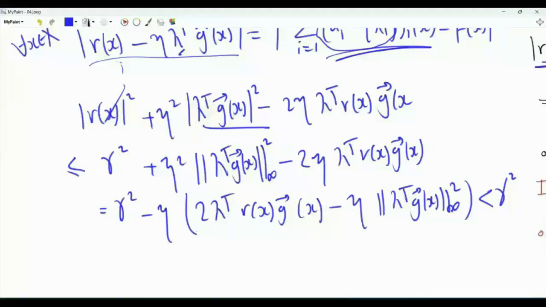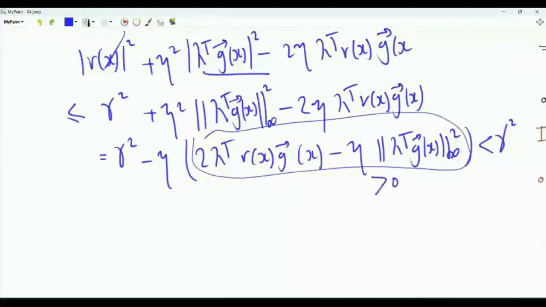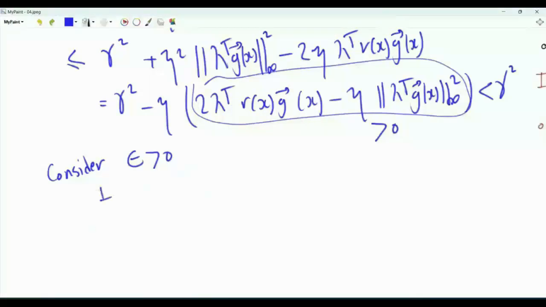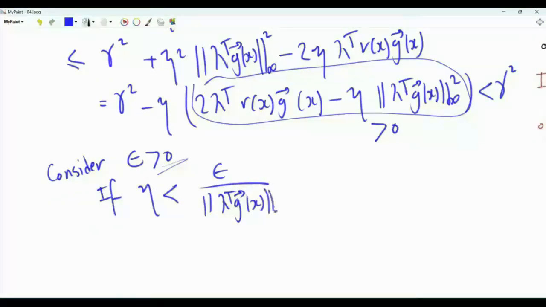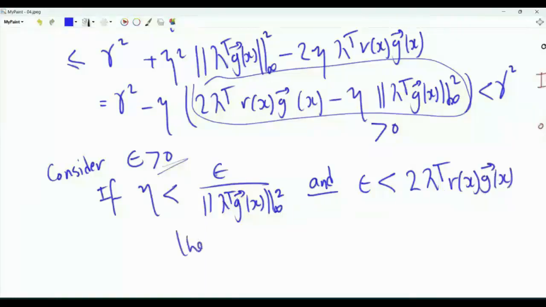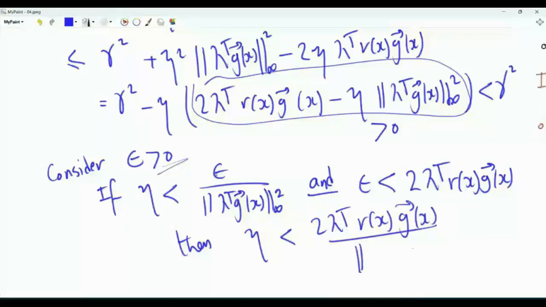Can we make this less than gamma squared? Yes, we can do so if this is strictly positive. To make this strictly positive, consider an epsilon that is strictly positive. If eta is less than this positive epsilon divided by the L infinity norm squared, and if this epsilon is strictly less than 2 lambda transpose R of x GR of x, then eta is less than 2 lambda transpose R of x GR of x divided by the L infinity norm squared. And if this is the case, then this bracket here is strictly positive, and this is strictly less than gamma squared.